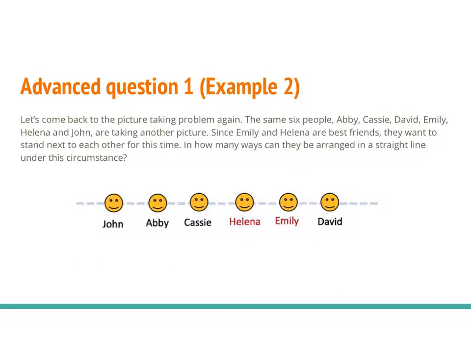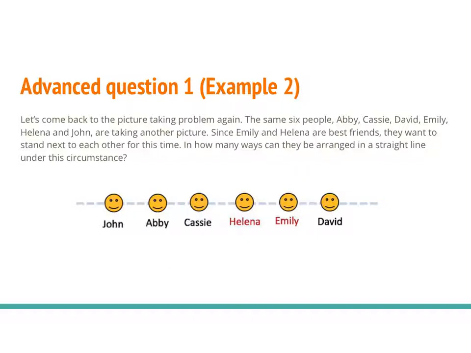Since Emily and Helena are best friends, they want to stand next to each other this time. So in how many ways can they be arranged in a straight line under this circumstance? Just pause the video and think it through.